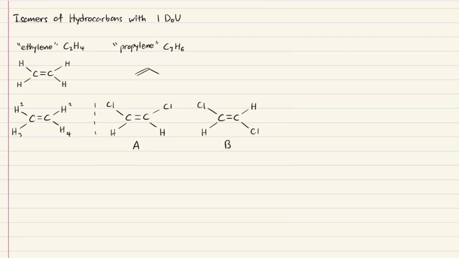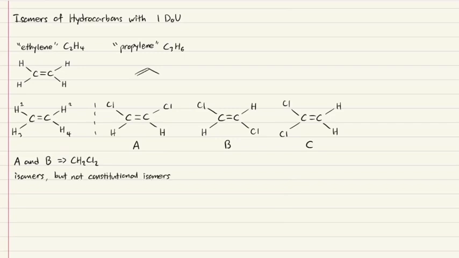And finally, let's do it one more time except hydrogens 1 and 3 are substituted with chlorines. We'll call this molecule C. Both A and B have the same molecular formula, C2H2Cl2, but their atoms have different arrangements in space, so therefore they are isomers. However, they do not differ in atom-to-atom connectivity, so they are not constitutional isomers.